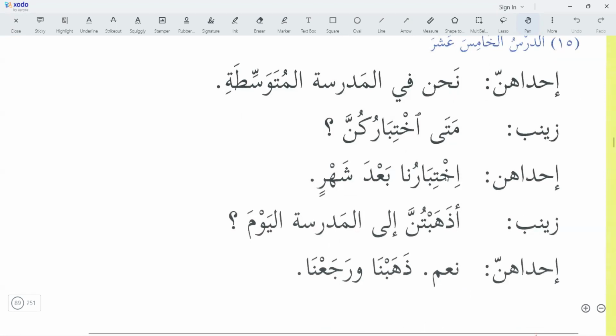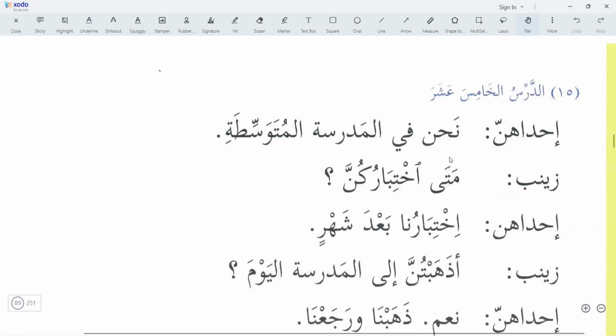Zainabu: Matakhtibaru kunna? When is your examination? Ihdahunna: Ikhtibaruna ba'da shahrin. Our examination is after one month. Zainabu: Azahabtunna ilal madrasati al-yawma? Didn't you go to school today? Ihdahunna: Naam, zahabna wa rajana. Yes, we went and we returned back.